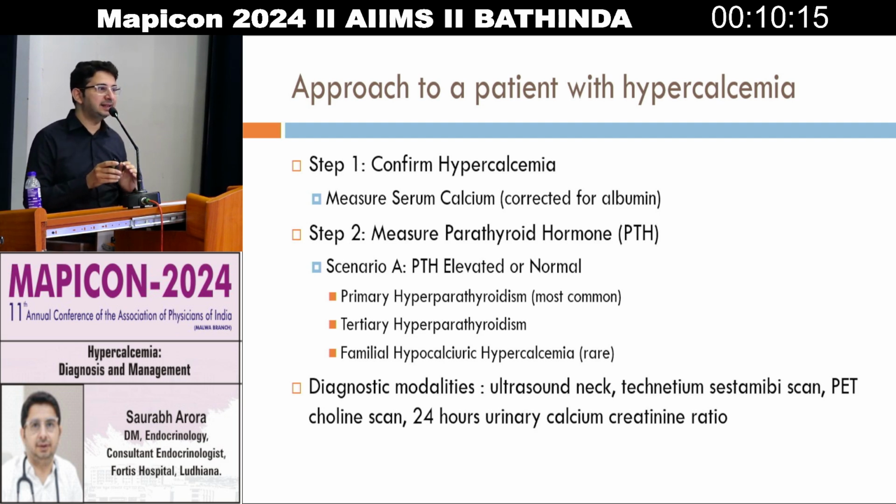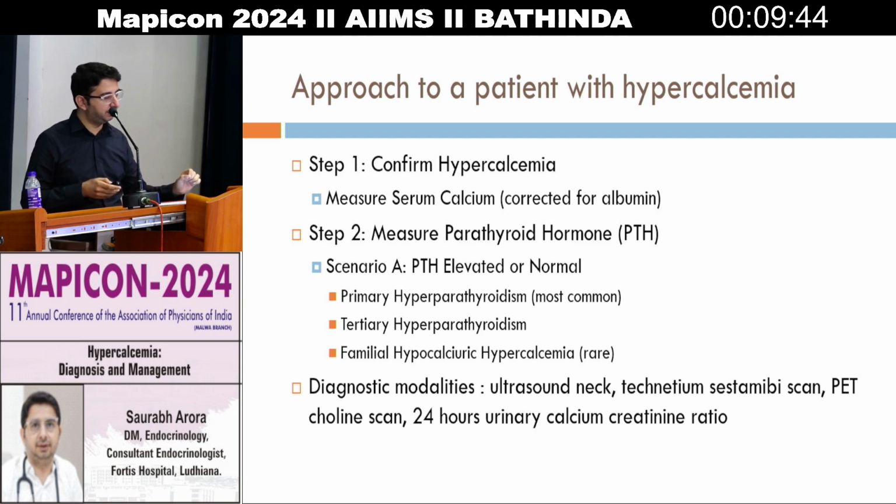Then the next best investigation is to go for a PET choline scan, which is not available widely. In our region, it is only available at PGI Chandigarh. I don't know whether it is available in AIIMS Bathinda or not, but in Ludhiana it's not available. But with this test we can localize the adenoma in up to 95% of patients, and this test has a specificity of 80 to 100%. And again, 24 hours urinary calcium creatinine ratio when we are suspecting FHH.